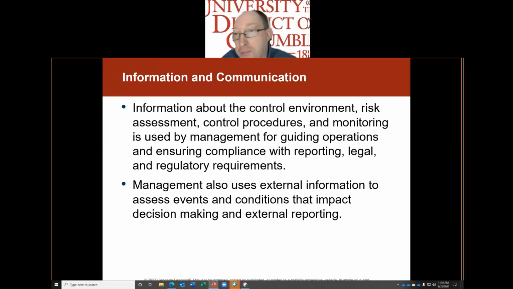Information and communication. Managers should be responsible for providing reasonable assurance in their reporting, legal and regulatory, by meeting legal and regulatory requirements. Everything should be clear and transparent. Management should also be using clear and transparent communications with their employees and with other external parties.